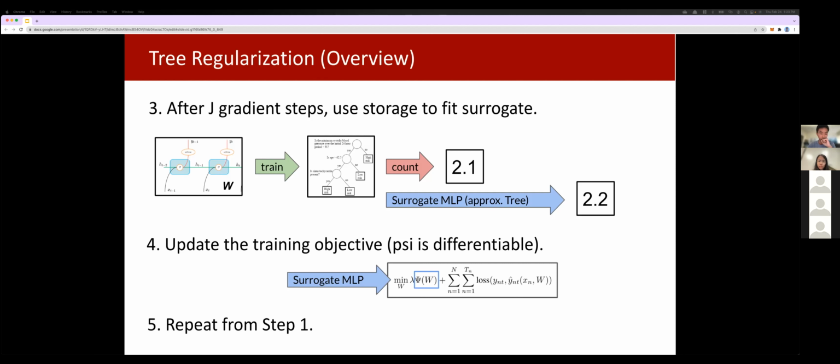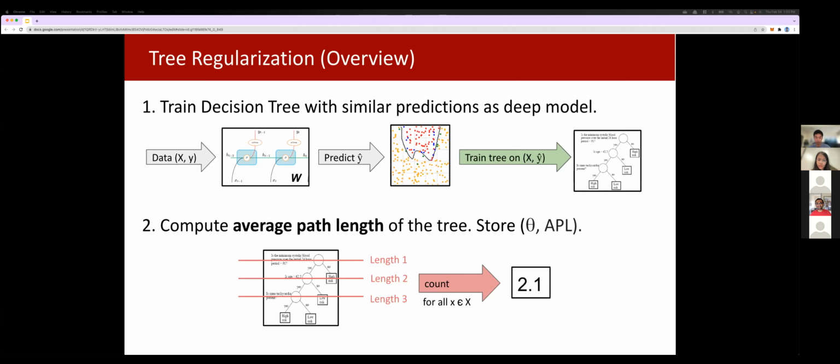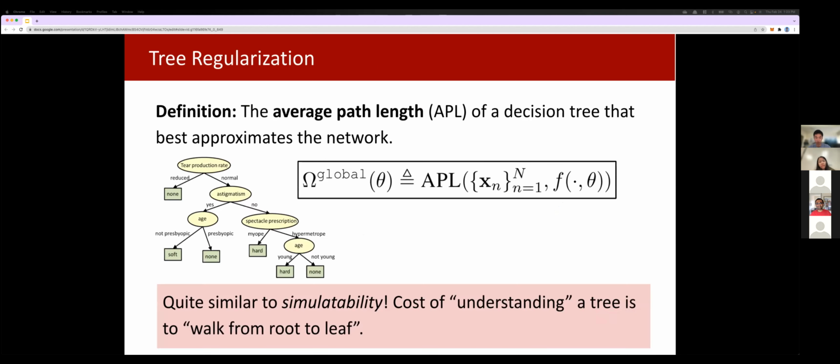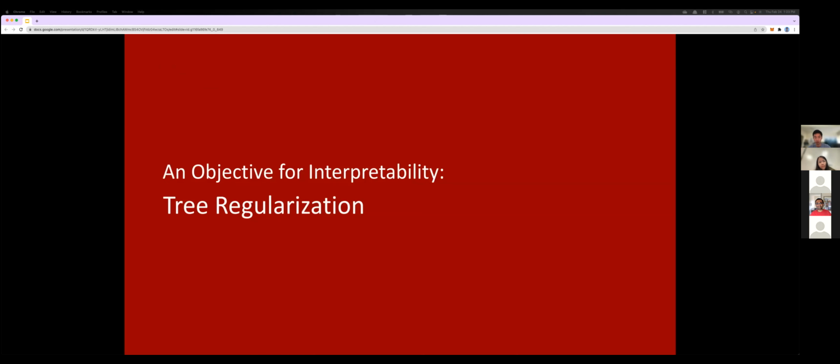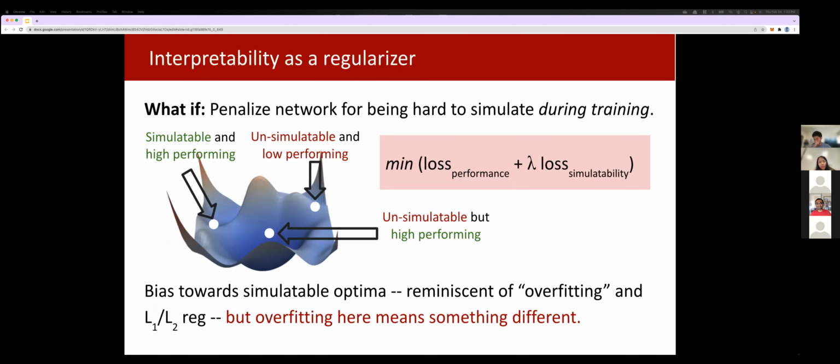I think Varun has a question in chat. How do we know that some points are more simulatable than others? Do you mind providing some more context? What are points? When you showed the objective function with different possible solutions, you mentioned that some of them are more simulatable than others, and we want to get to those solutions.